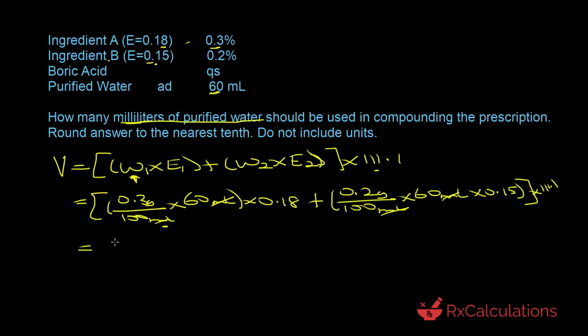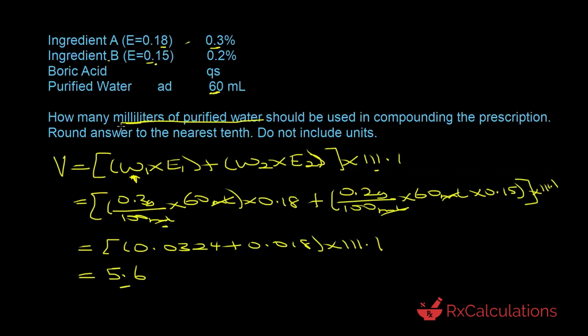So when you do the math on your calculator, you're going to end up with something like 0.0324 plus 0.018, all of that times 111.1. And now that's going to be equal to 5.6. And that'll be your answer for that question.